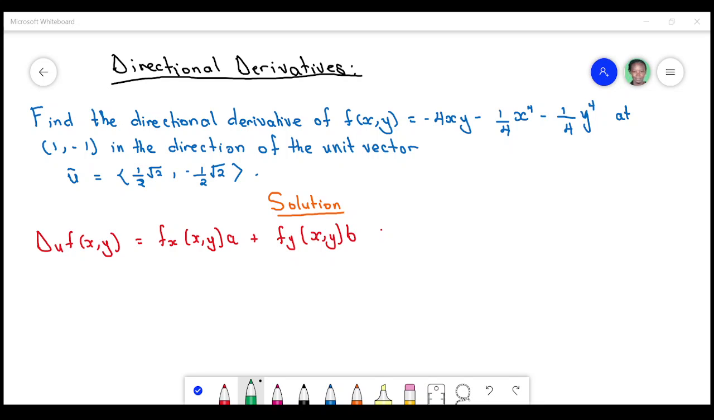In our lesson today, we are looking at an example of directional derivative. It says find the derivative of this function, which is our function f, at the point P = (1, -1), in the direction of our unit vector. For our unit vector, this is our a, and this will be our b.